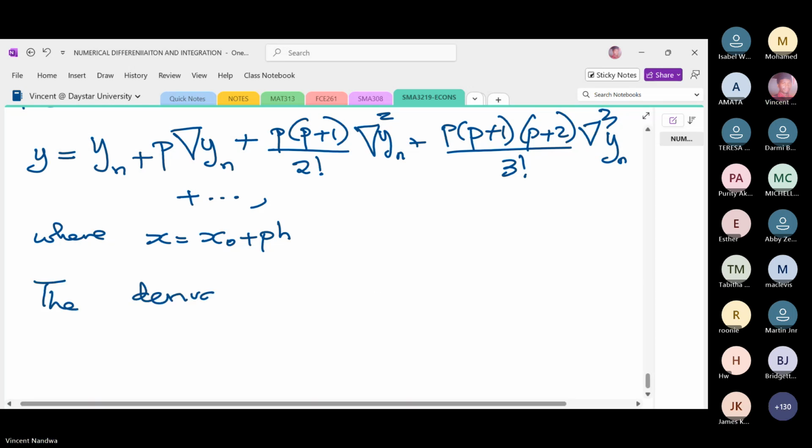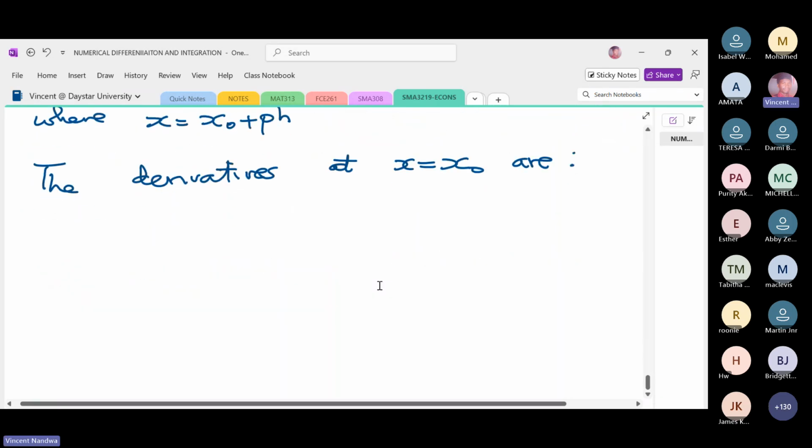The derivatives at x equals x naught are, so I'm setting them without deriving, but it's not a hard task for you to do. You can duplicate the same processes we did above to actually confirm the formulas we are going to list.